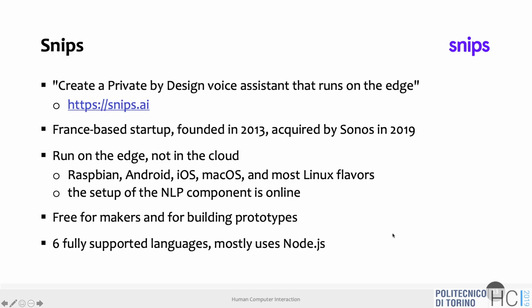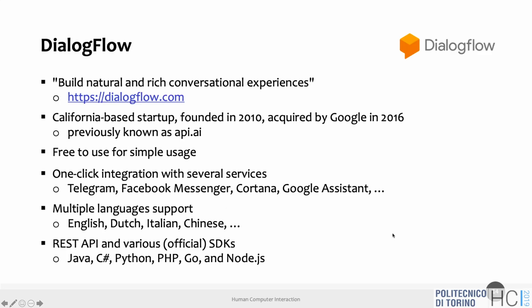And its base is not the United States, in California, like, for instance, Dialogflow, which is the Google service that we are going to use. That was founded in 2010 and was acquired by Google in 2016. Previously, if you look for Dialogflow and need some additional documentation, it was known as API.AI. So if you say API.AI, they are speaking of the same thing. Then Google changed the name to Dialogflow. It's free to use for simple usage.